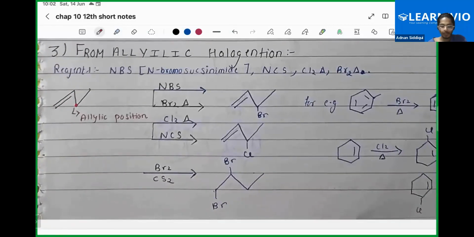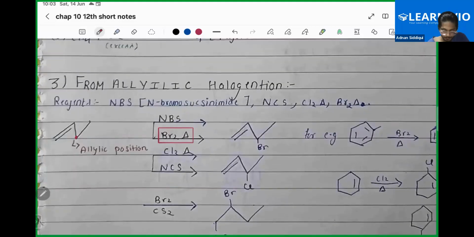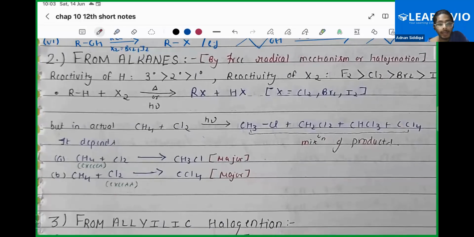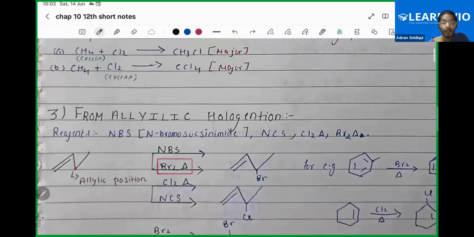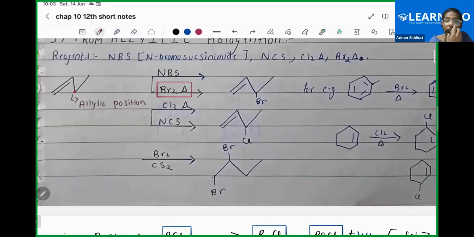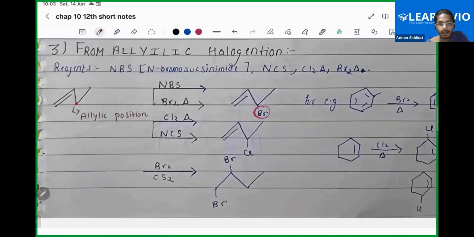Now again, from an allylic substrate, you can form your haloalkane. How? You will simply use NBS. NBS is a reagent, N-bromosuccinimide, or you can use Br2 with heat. Try to remember this. If you are using Br2 with heat or sunlight with an alkane, you will get a haloalkane, through allylic halogenation.